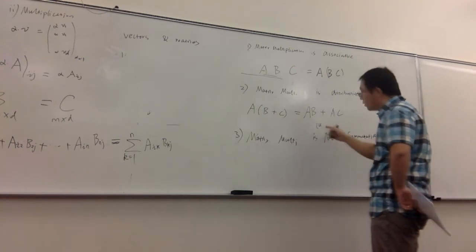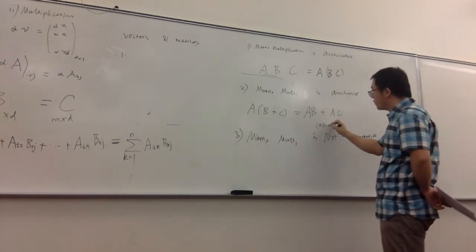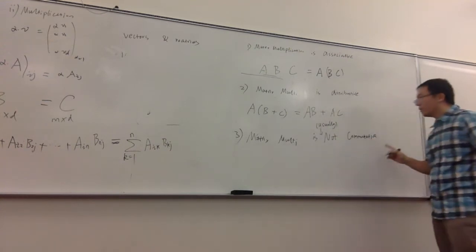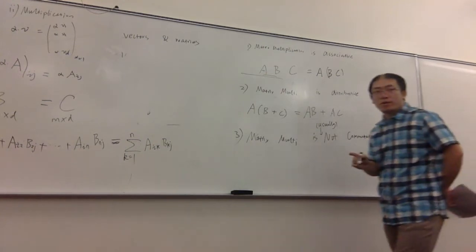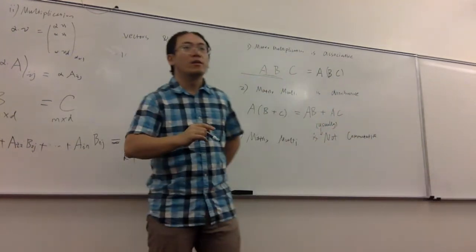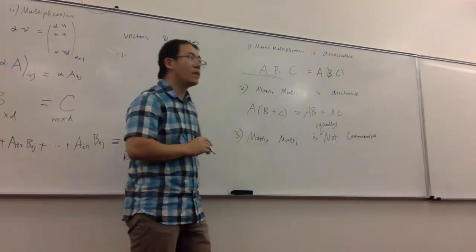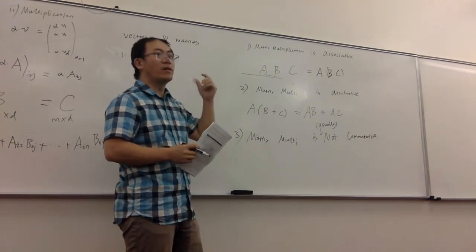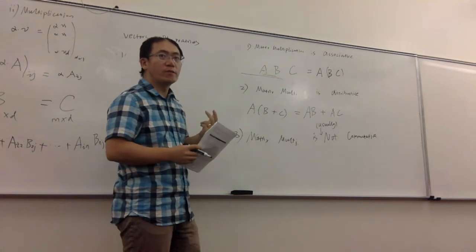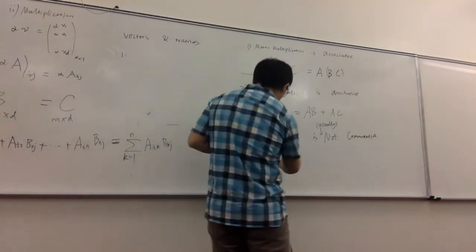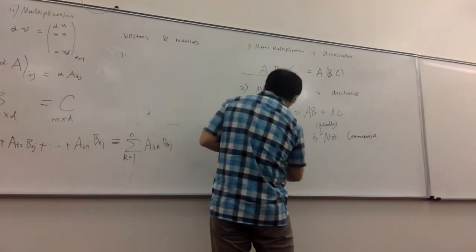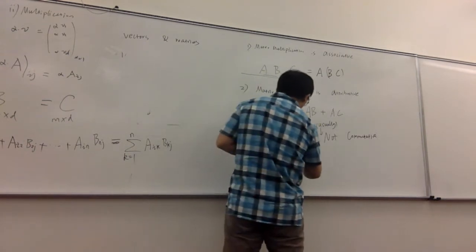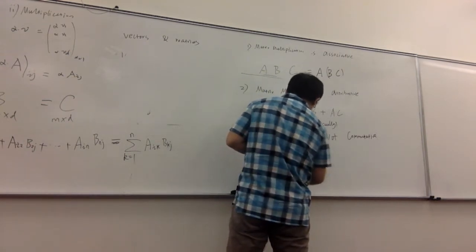So to be most rigorous, I should add "usually." There are some special cases where they are commutative. But usually, matrix multiplication is not commutative, meaning that the order in which two matrices are multiplied matters much. So "usually" means that the product between A and B usually is not the product between B and A.